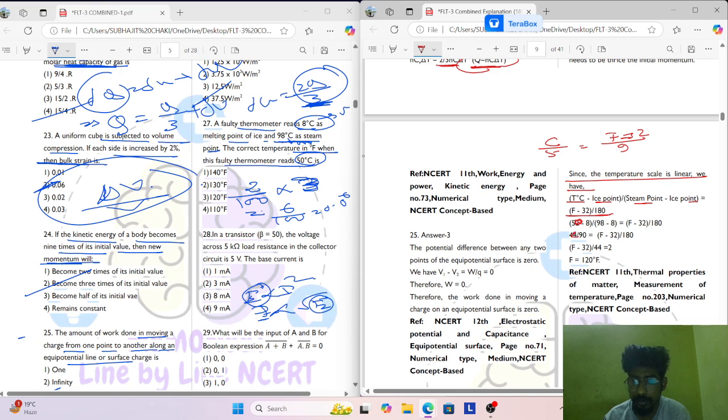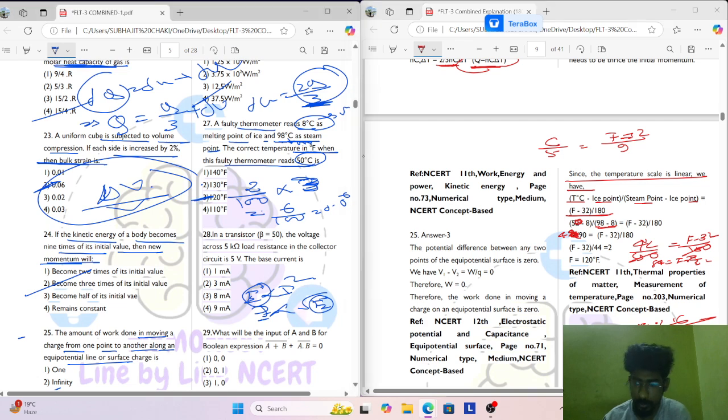It will be 50 minus 8, which is 42. 98 minus 8 means 90, and F minus 32 by 180. So 42 by 90 equals F minus 32 by 180. It will become 84. F minus 32 equals 84, so F will be 84 plus 32, 116, around 120 degree. So it is almost equal to 120 degree.